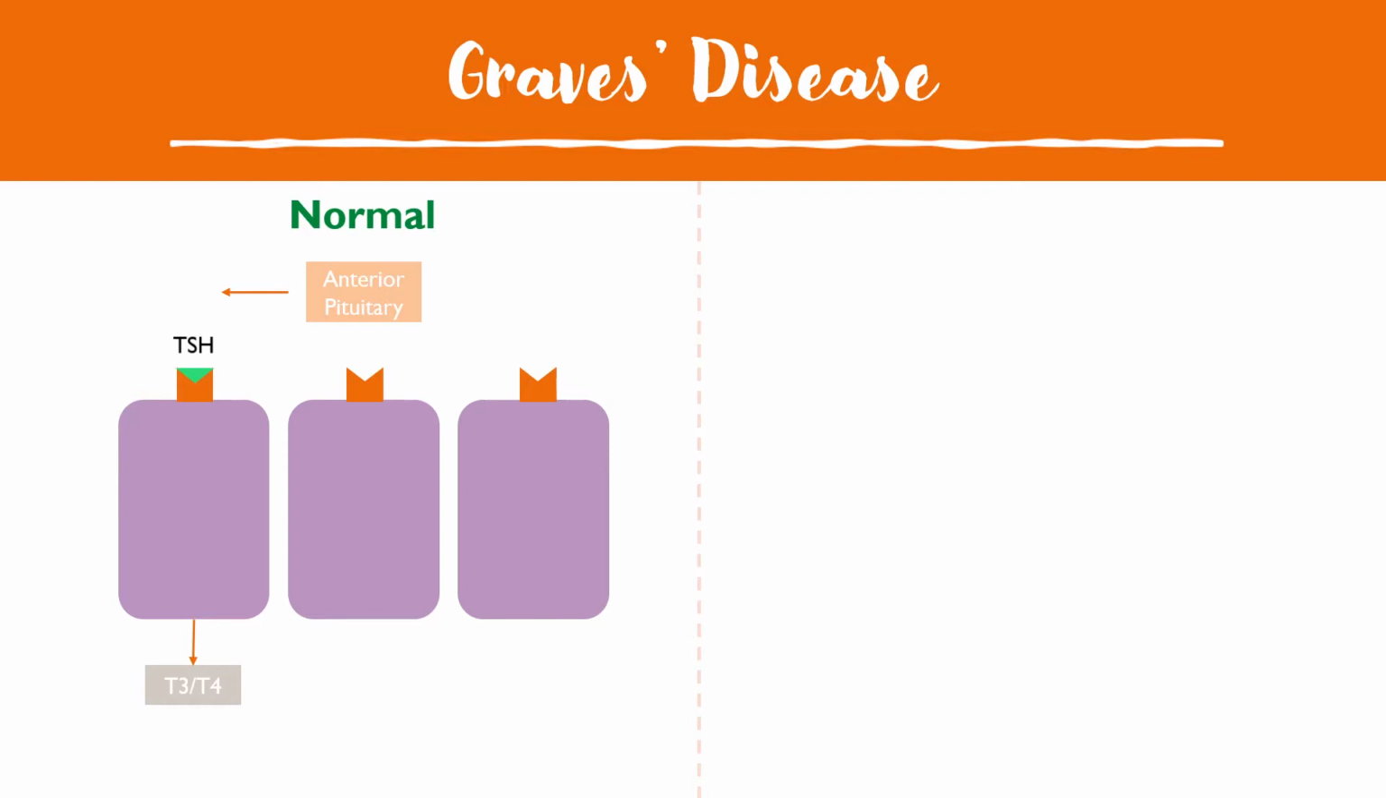It's worth noting that this is quite a complex process in reality, and this is just a simplified diagram. TSH continues to bind to the thyroid cells, and T3 and T4 are continuously released. When the T3 and T4 levels increase enough, it triggers a negative feedback loop to the anterior pituitary gland. And this causes the anterior pituitary to release less TSH, and that consequently controls the levels of T3 and T4.